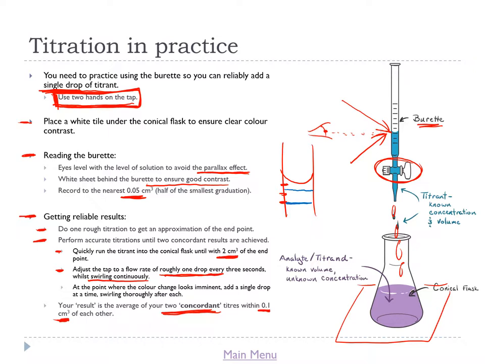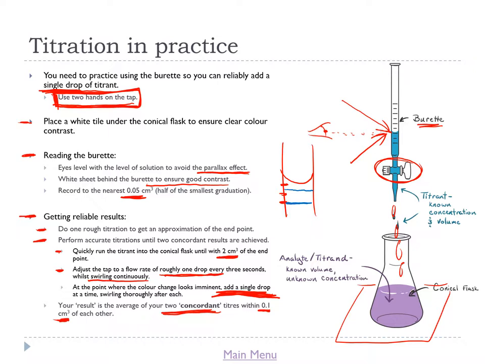And at that point, what you do is you adjust the tap again and add a single drop at a time. Add a drop, swirl it thoroughly, see what happens. Add another drop, swirl it thoroughly, see what happens. And if you do that, you'll be able to record a reliable result.